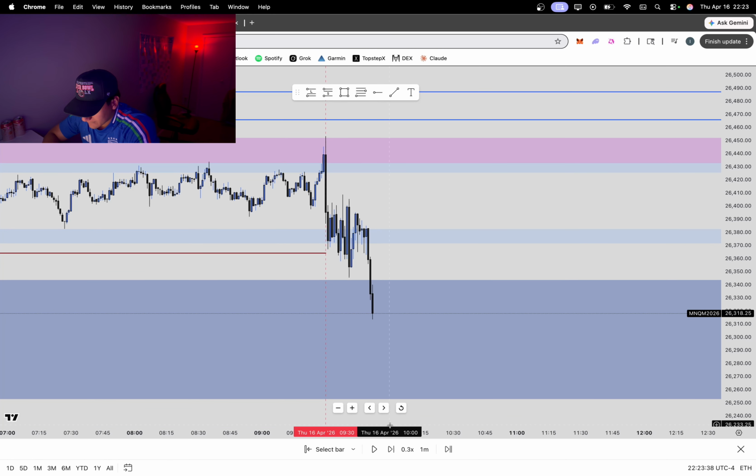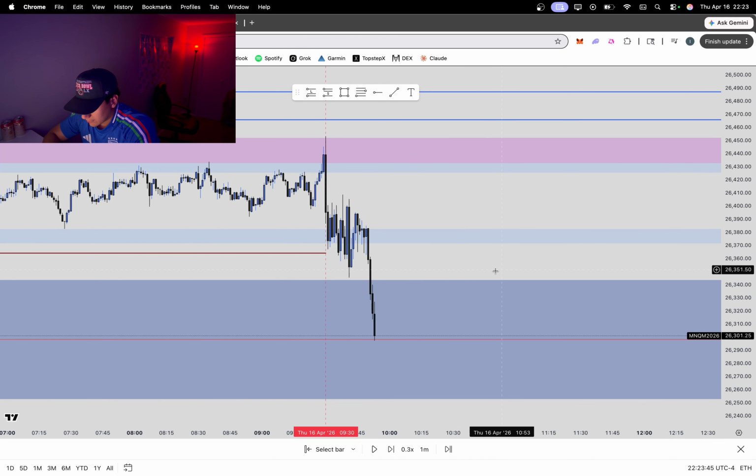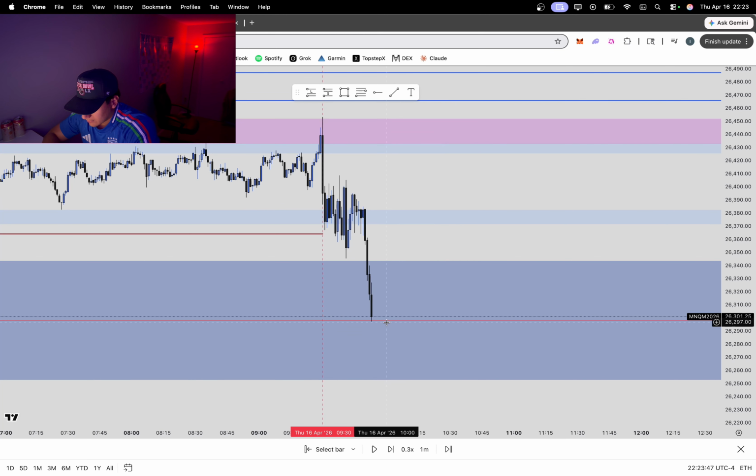Cool. So we sweep London low. Now we're looking for a bullish reversal. So this red line, I want price to respect this red line, because if we do, we're more than likely going to retrace up higher. So that's what I'm looking for.